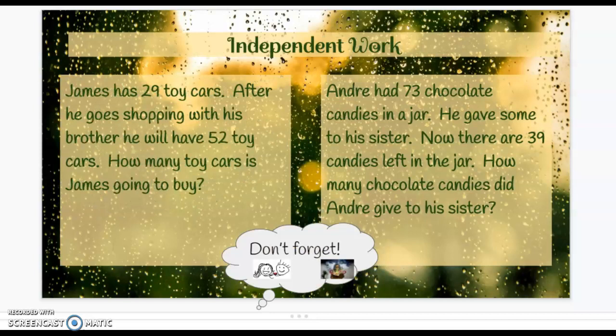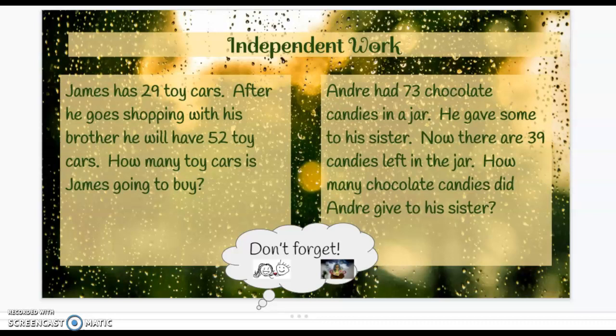Now it's time for you to solve some problems on your own for independent work. Here are 2 problems for you to solve on paper. Remember to think about if it's a change plus or a change minus. But here's a hint. Just because it's change plus doesn't mean you're going to add to find the answer.